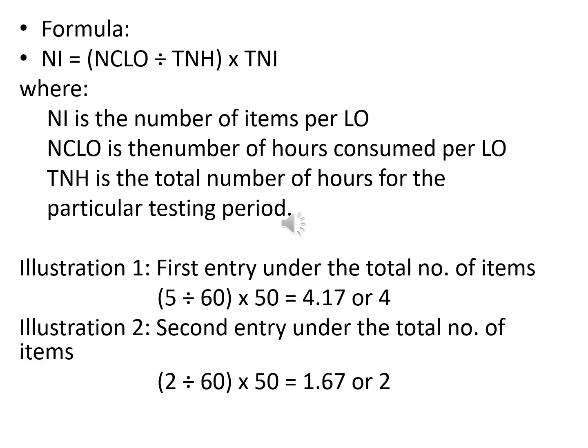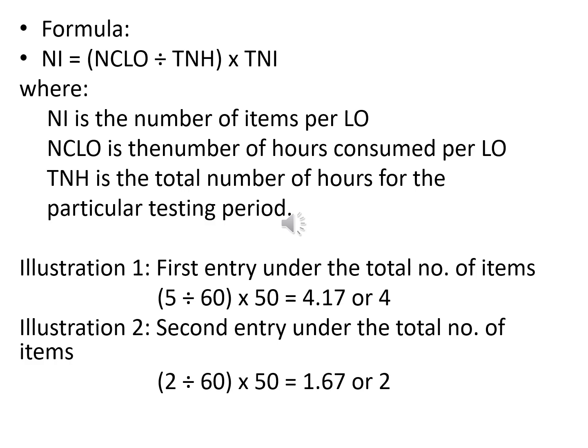So in illustration number 1, the first entry under the total number of items is 4. That is taken from the computation 5 divided by 60 times 50. 5 there is the total number of hours spent for learning outcome number 1, and 60 is the total number of hours, times the total number of items, which is 50.